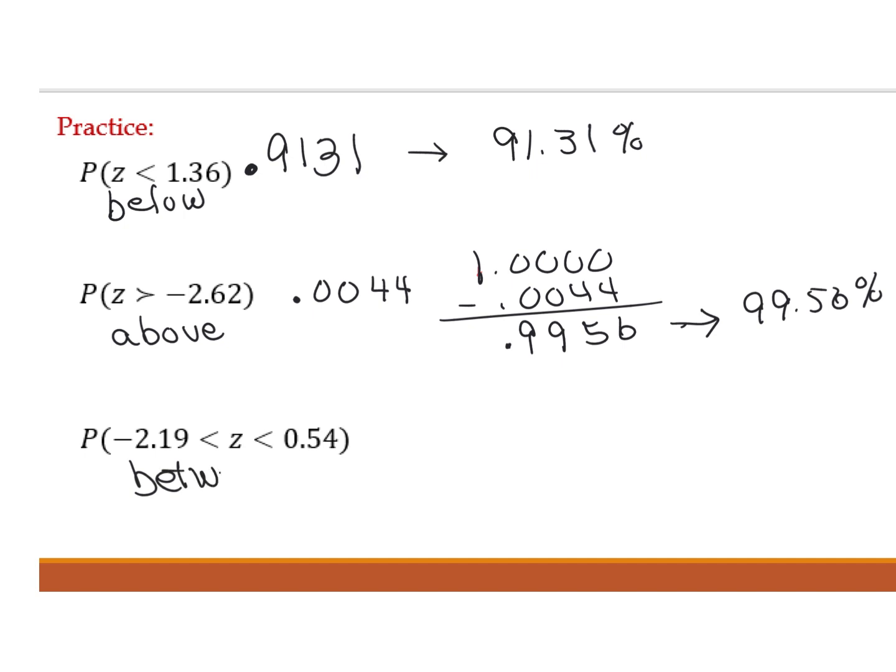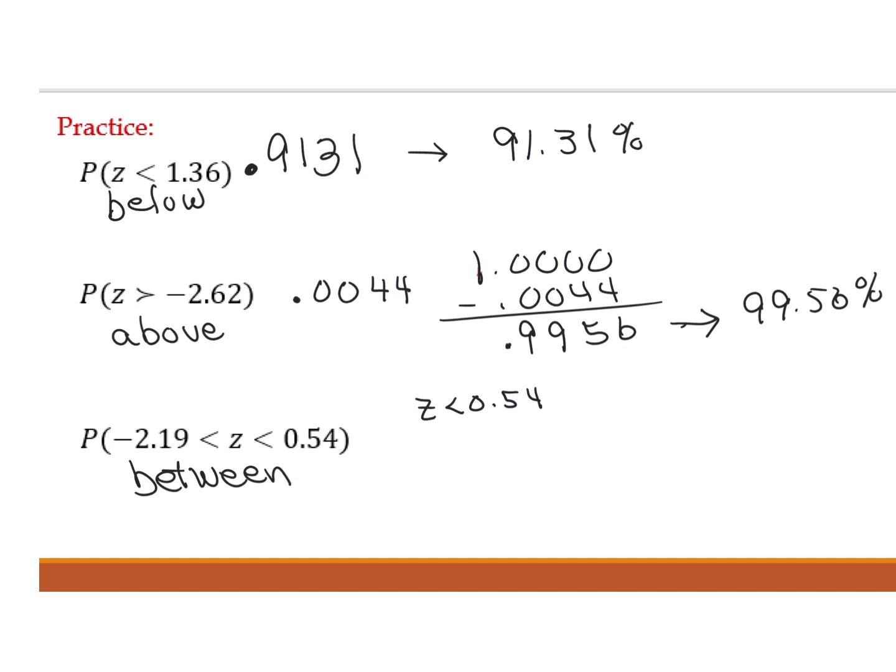The last example is between. And when it is between, you are going to have to find the decimal for each of these parts. So my first part, I have z is less than 0.54.